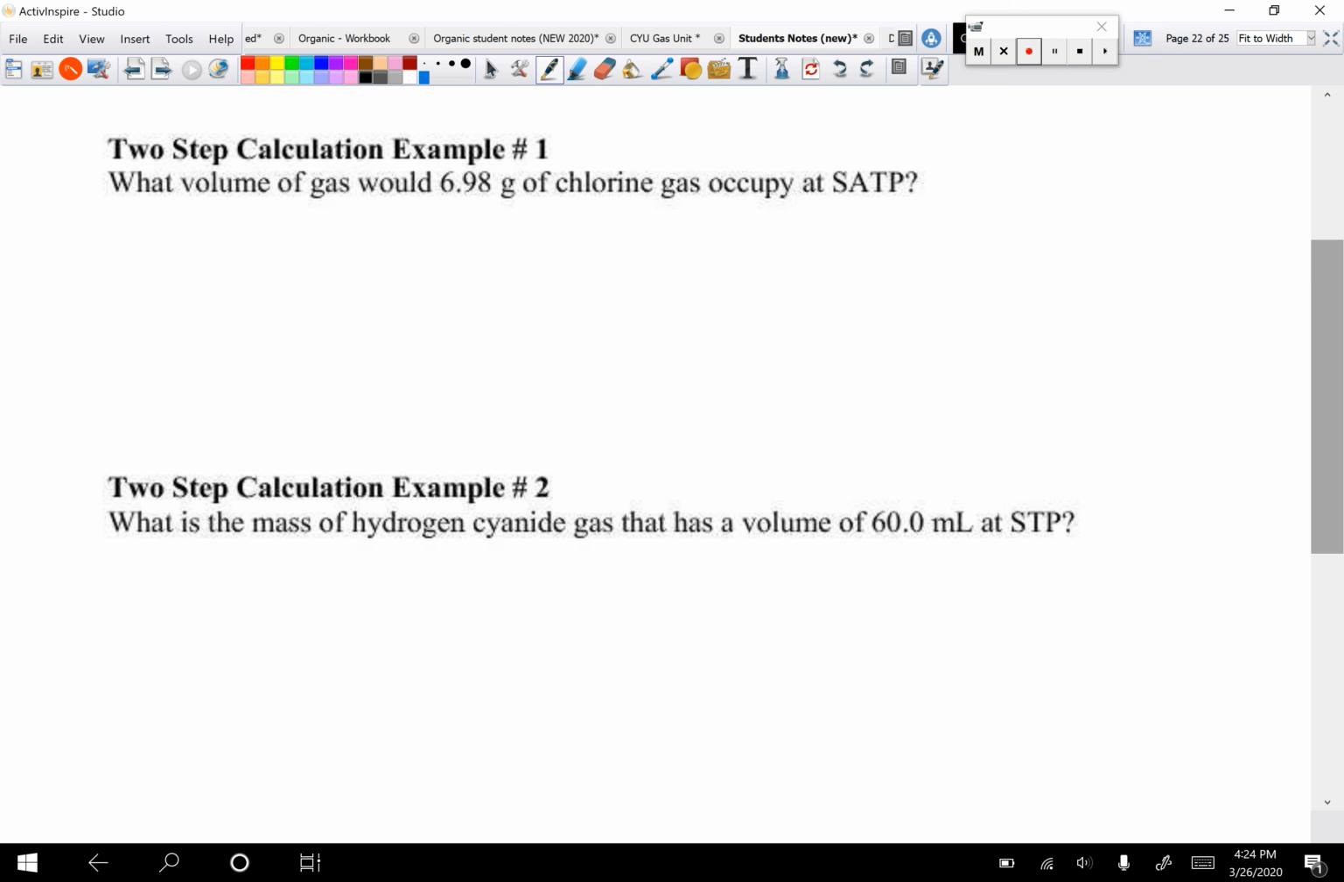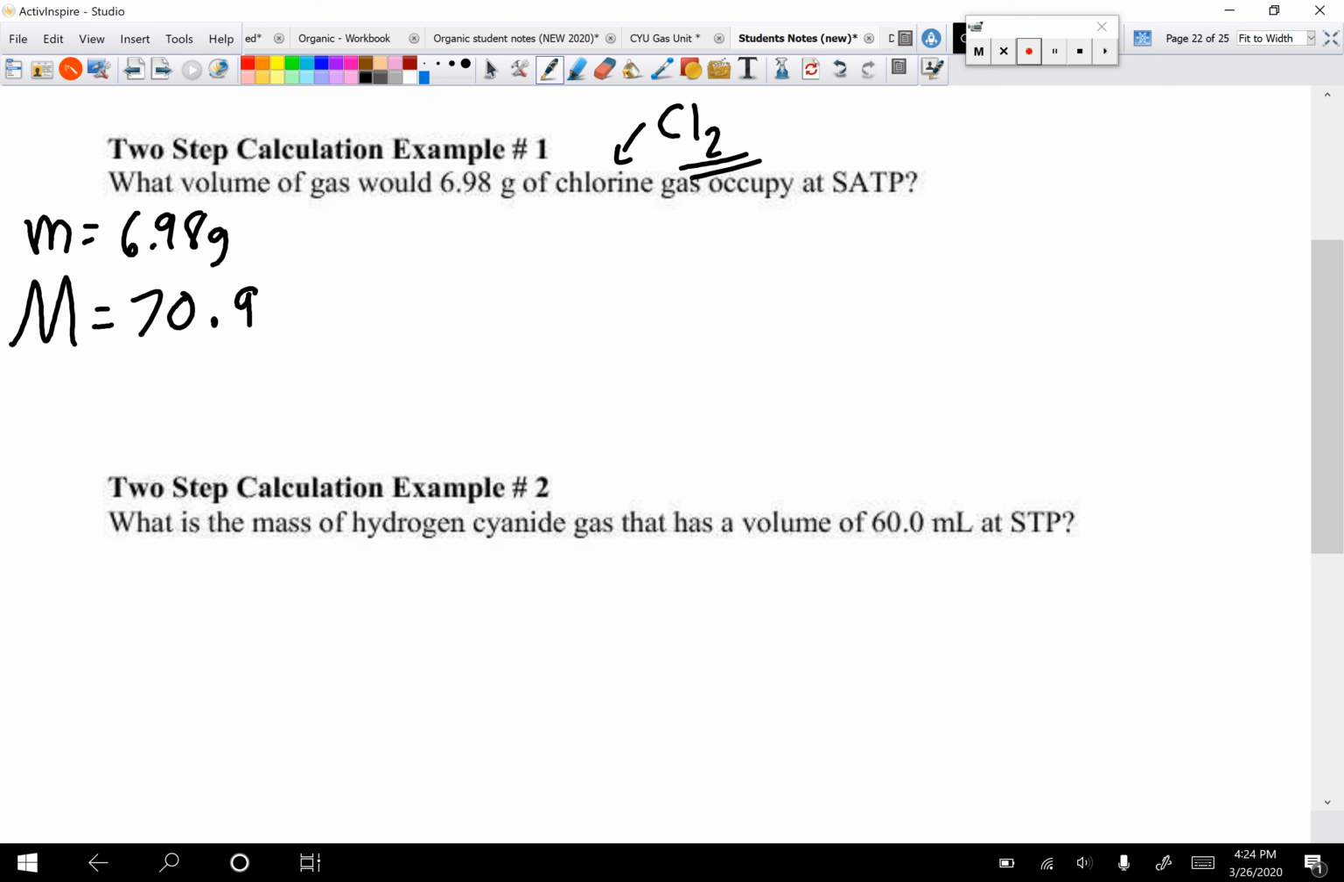All right, now because we have mass is equal to 6.98 grams. Now normally whenever we have a mass, you should always get in the habit of writing down the molar mass, because if you have a mass, there's a good chance molar mass is going to be used as well. So for chlorine, remember it's a diatomic Cl2, so the molar mass is 70.90 grams per mole. What volume it's asking? At SATP, Vm is equal to 24.8 liters per mole.